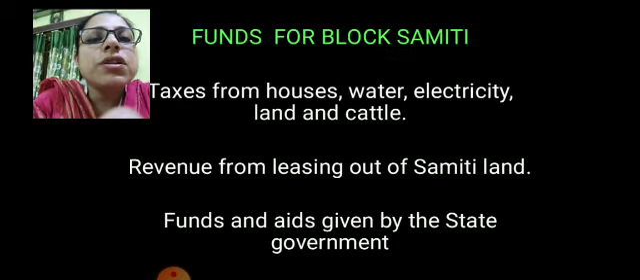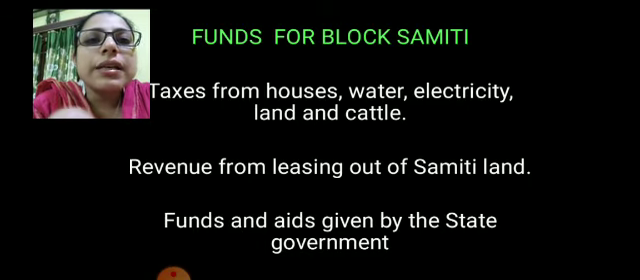Now, the funds for the block samiti come from taxes from the houses, water, electricity, land and cattle, revenue from leasing out of samiti land, and funds and aids given by the state government.